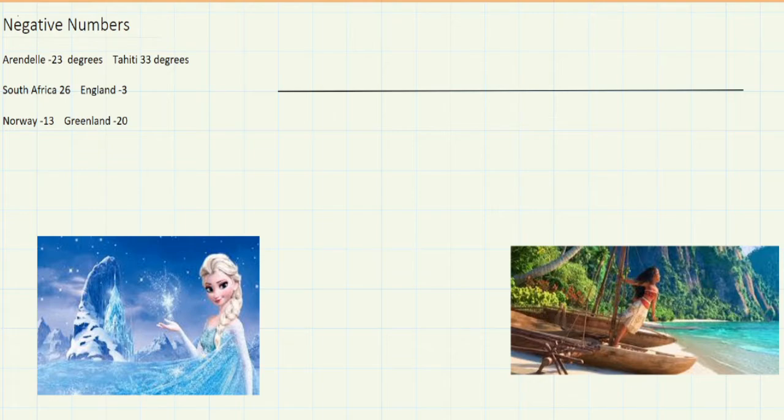I'm going to have the lower number on the left-hand side, so it gives an accurate representation of what's actually going on. In Tahiti, it's 33 degrees, and in Arendelle, it's minus 23 degrees. Just because we hear the difference between two numbers, we immediately think that it's going to be subtract. Is that correct in this instance?